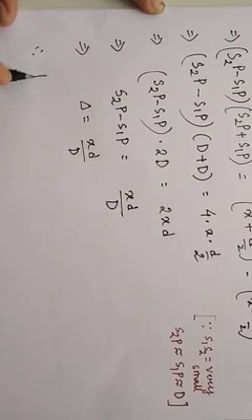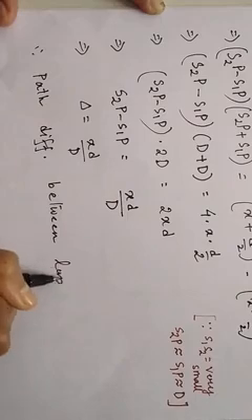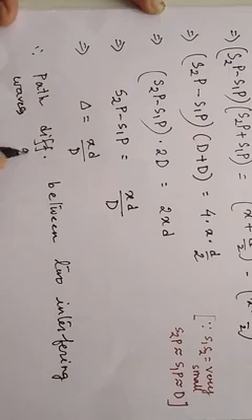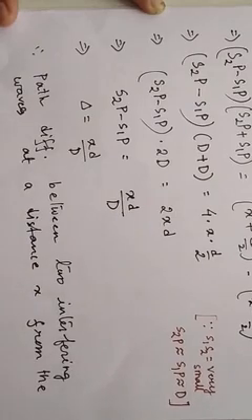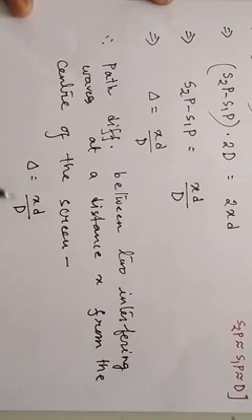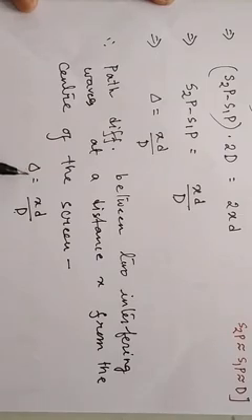Therefore, the path difference between two interfering waves at a distance x from the center of the screen is delta equals xd by D. So if you know the distance of any point from the center of the screen, see here P is at a distance x from the center of the screen, and you also know the slit separation d and the separation between slit and the screen capital D, then you can easily find what will be the path difference at that point on the screen.